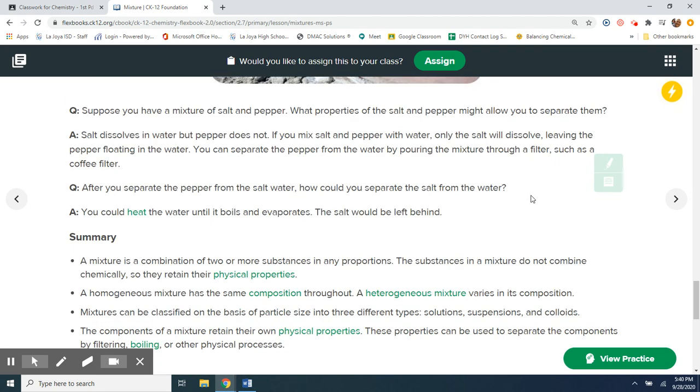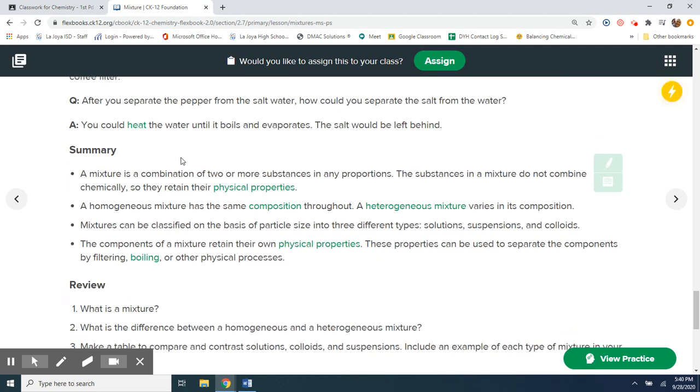If you have a mixture of salt and pepper and you want to isolate the salt away from the pepper, you can first dissolve the mixture, all of it, the salt and the pepper, in water, and then use a filter paper to separate the pepper from the water and the salt, and then boil off the water and leave whatever's left of our salt. Okay, that's just one way you can use physical properties to get a component of a mixture back.